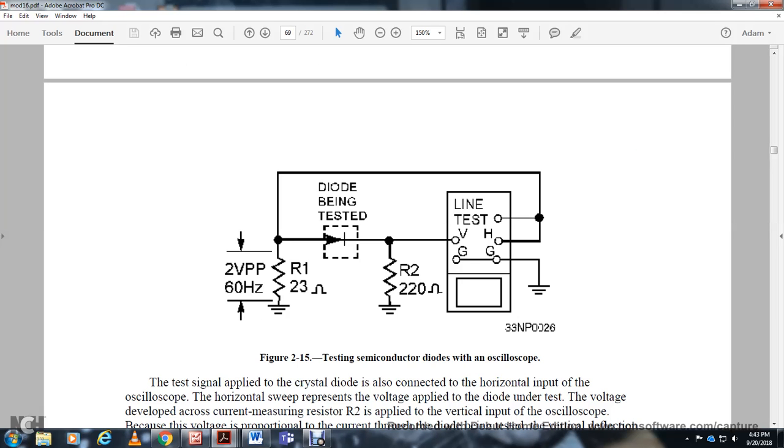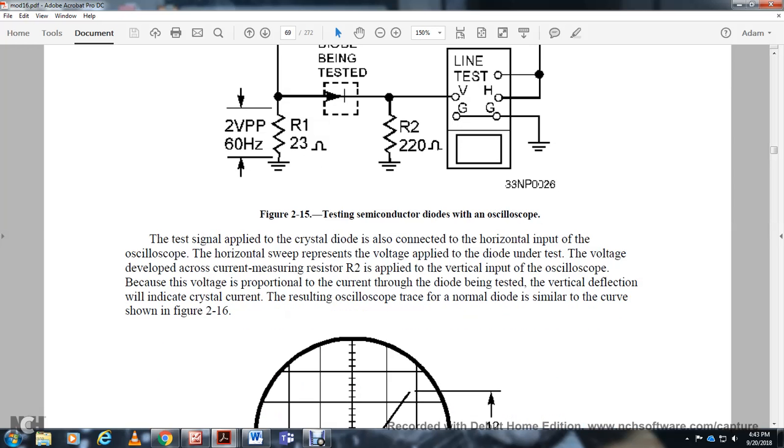Resistor 220 ohm, line test, the voltage high. H and G, G grounded semiconductor.